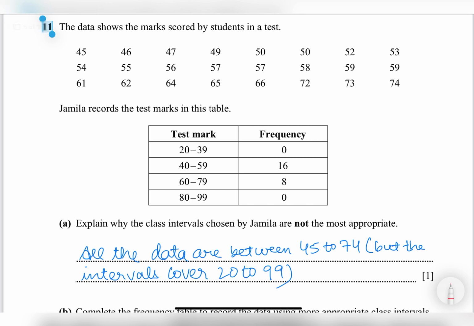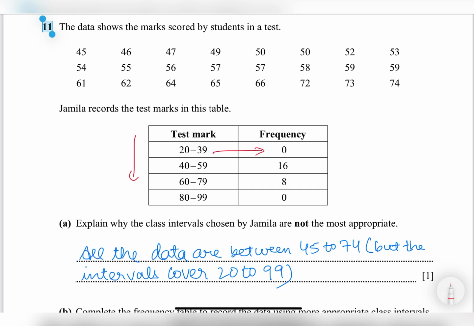The data shows marks scored by students in a test. So this is the data. Explain why the class intervals chosen by Jamila are not most appropriate. So, theory question again. Why is it not appropriate?